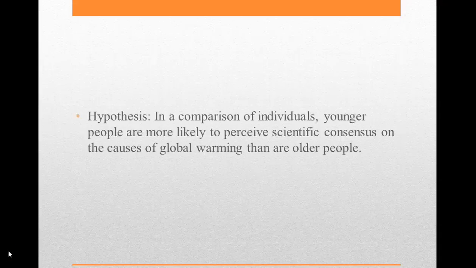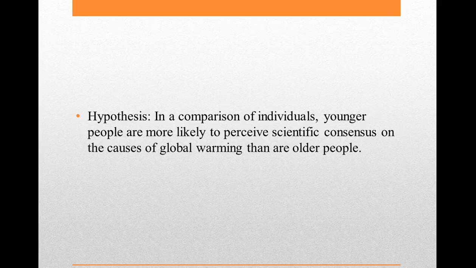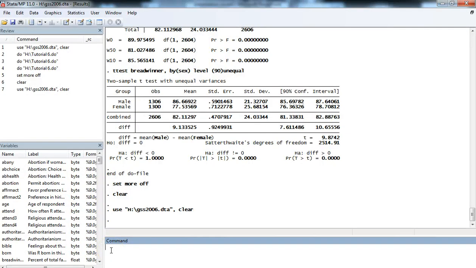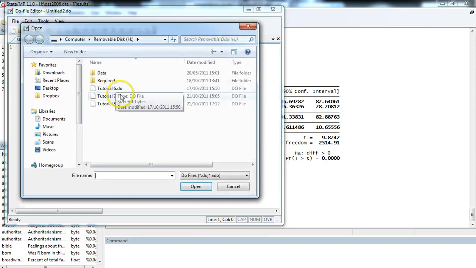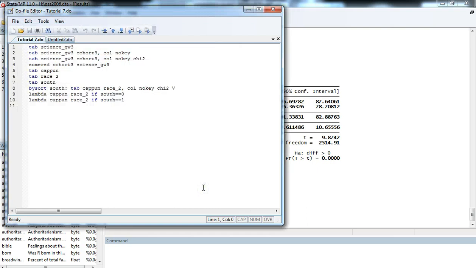Consider this hypothesis. In a comparison of individuals, younger people are more likely to perceive scientific consensus on the causes of global warming than are older people. From this tutorial onwards, we're going to be running our commands using a do file. The commands are derived from the Stata companion book. We will be discussing each command, but it's just to get us used to the idea of working with do files. So we will open the do file that has been saved for this tutorial, which is tutorial 7 do, and we will begin.